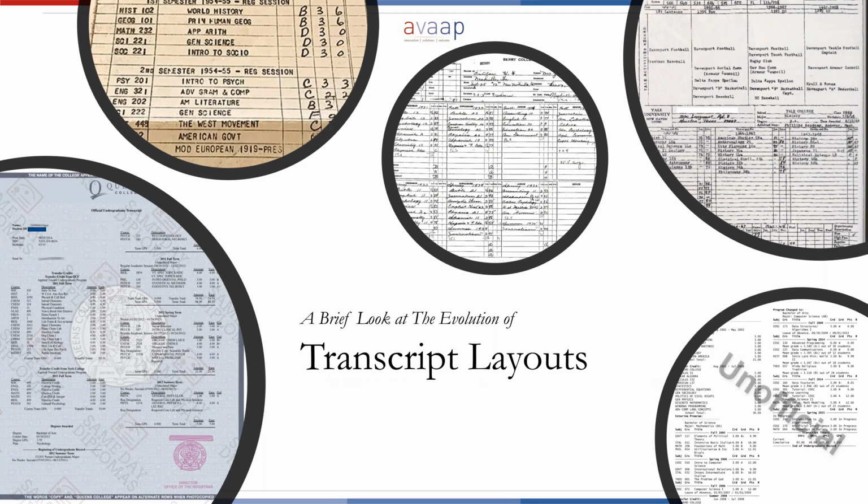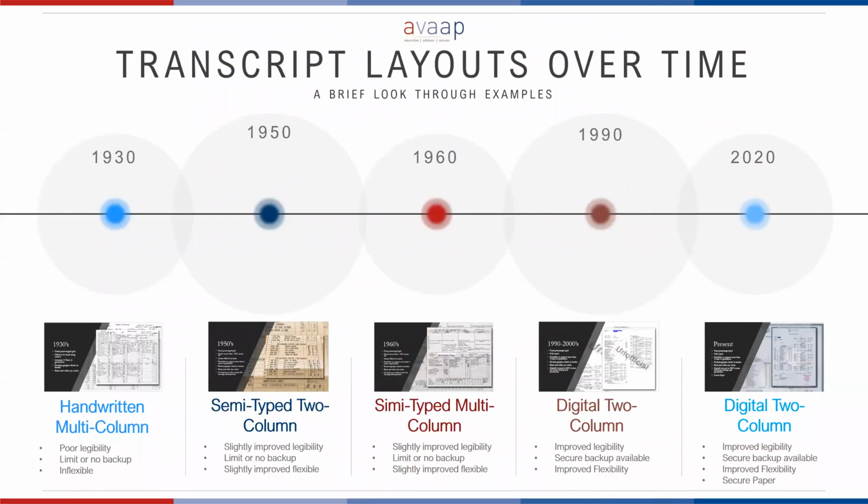With that, today we're going to focus on looking at transcripts and how they evolved over time, how they fit into the student's life, and some thoughts on how we can think differently about them in the future. To start, we're going to take a look back at some examples of transcripts over a 90-year period of time, starting in 1930.